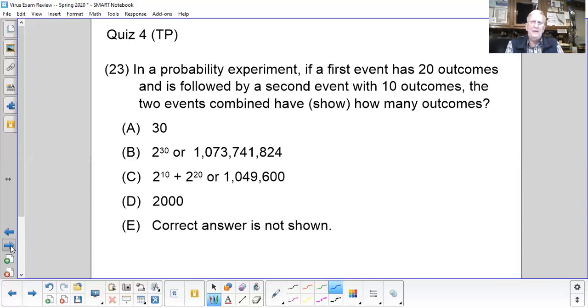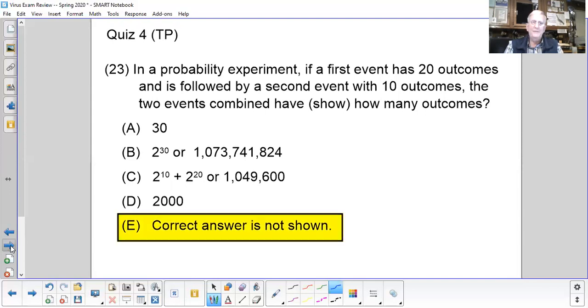You multiply the outcomes together, right? But if you multiply 20 times 10, do you get 2,000? No, you do not. You only get 200. So the correct answer is not shown. So the correct answer for this problem is E.